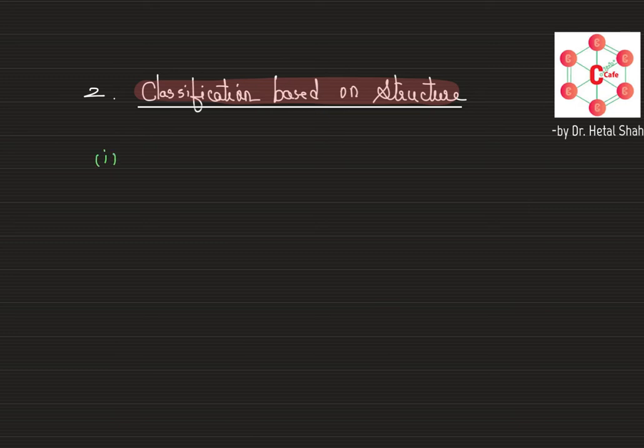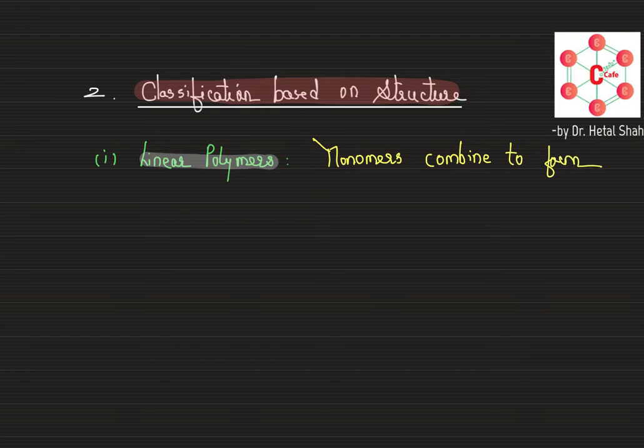Once again, the first one is linear polymers. This is very simple and easy to do. Linear polymers. These are the polymers in which monomers combine to form linear chains of polymers. Basically, the chains of polymers are not branched, they are very, very linear.